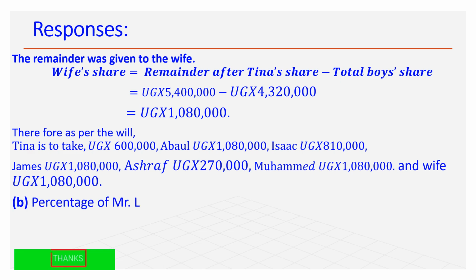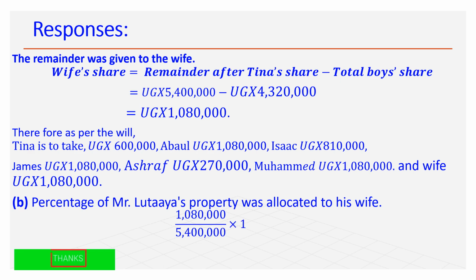1,080,000. Part B. What percentage of Mr. Lutaya's property was allocated to his wife? So we realize that the wife received the money worth 1,080,000 out of the 5,400,000. To get the percentage, of course, you take the received money over the total times 100%. So we are expressing this as a percentage, and we realize that the wife received 20%.